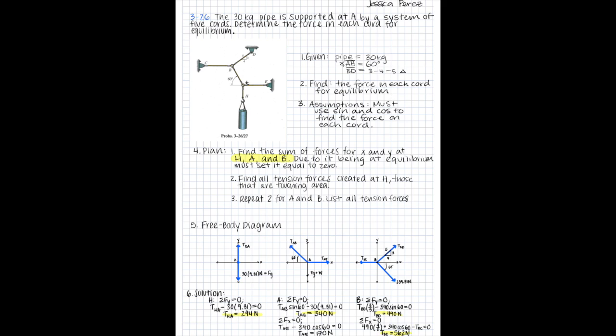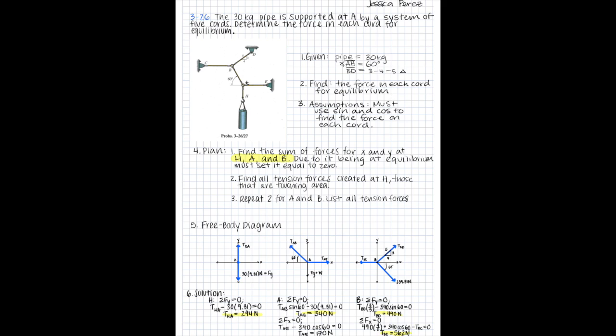So step 1 would be find the sum of the forces for X and Y at H, A, and B. You would look at these points because these points are the main points holding up the rod that isn't connected to the wall. And due to it being at equilibrium, you must set it equal to 0.